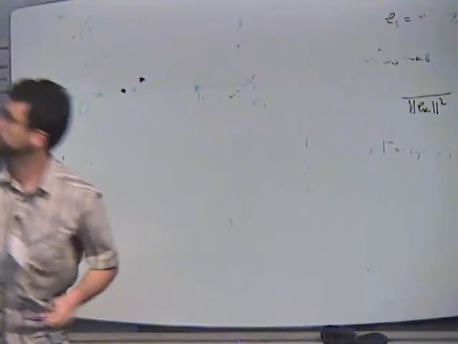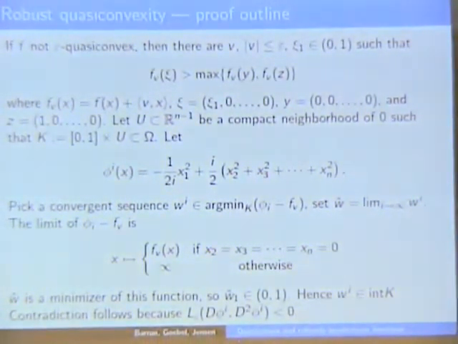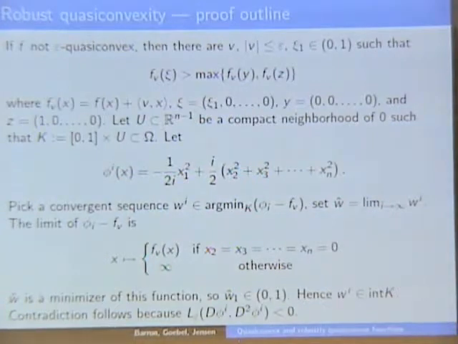Okay. What does that mean? Well, then you look at this function. Phi i minus f sub v having a minimum really means that you're touching the function f sub v with phi i from above. Phi i is smooth. You check the L epsilon operator for this function, and it's negative. And there's your contradiction.